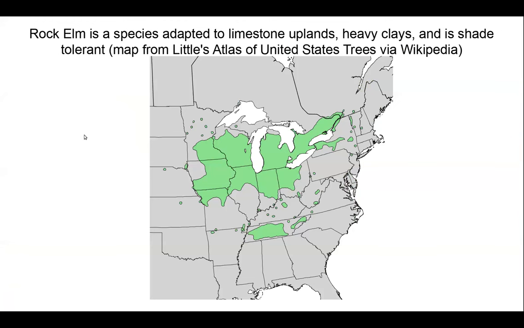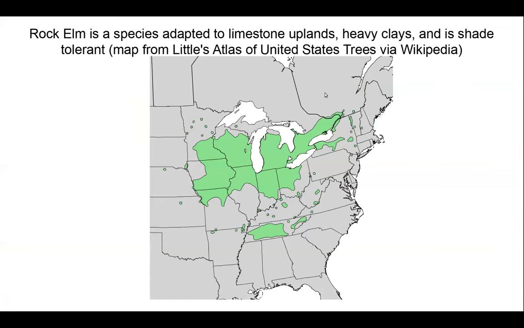Okay, rock elm is the last tree we're going to look at in depth. And this is one that's probably my sentimental favorite, just because I find them really interesting and not widely talked about, I guess, historically. So, okay, this is a species that's adapted to limestone uplands, heavy clays, and I'm going to call it pretty shade tolerant. My experience is that it persists very well in sugar bush and other mature climax forests.